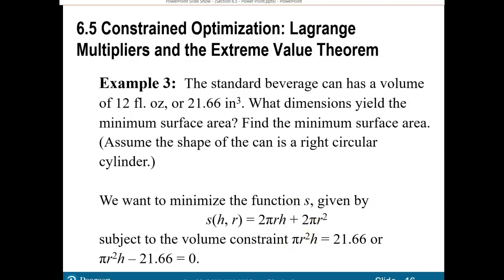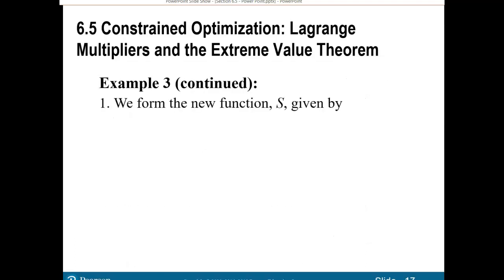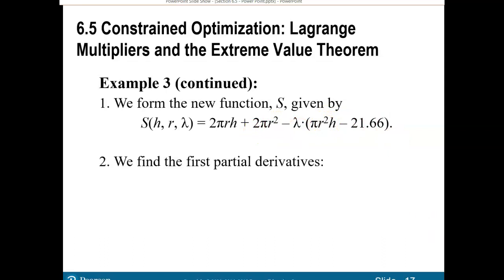All right, so we've established the function we're trying to find the minimum of and established our constraint from reading the problem. So this does require that you know the surface area of a can formula and the volume function. So your new function, capital S, would be the function you're trying to minimize, minus lambda times the constraint. We're going to find our first partials with respect to h, r, and lambda. So the partial derivative with respect to h is 2 pi r minus lambda pi r squared.